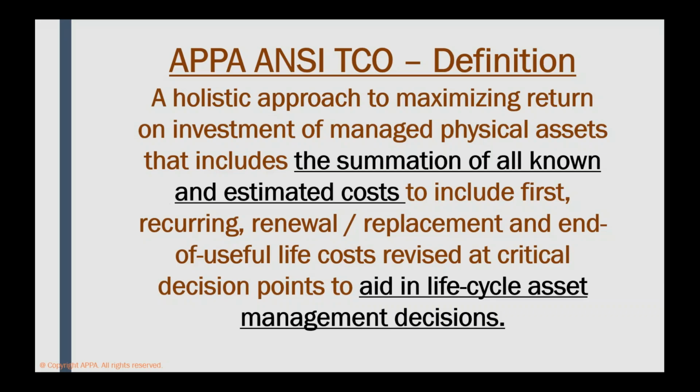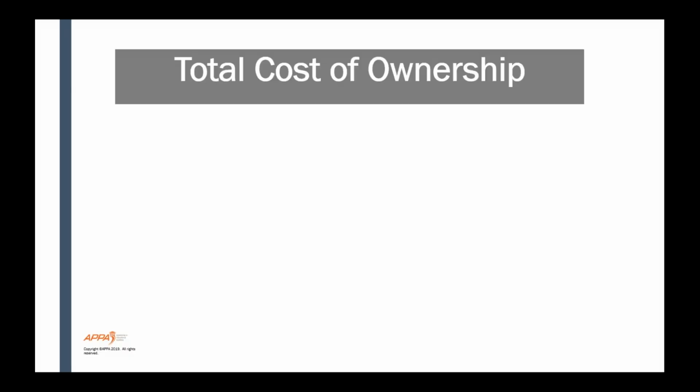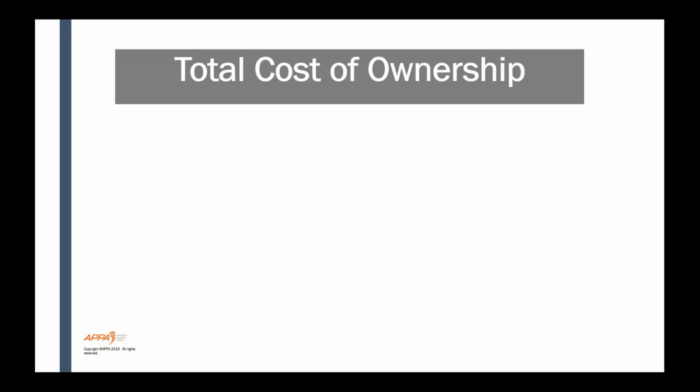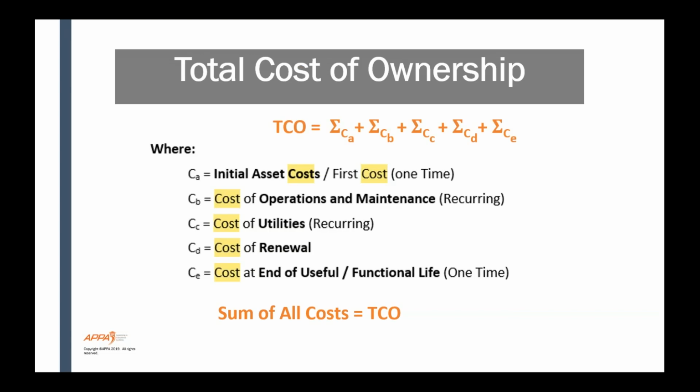Our published TCO definition is very long, but we break it up into 2 sections: the first being the summation of all known and estimated costs, and the second being to aid in the life cycle asset management decision. So there are 2 parts to the definition. We're going to focus on the first part, the summation of all known and estimated costs. And this is what really sets TCO apart from things like life cycle cost.